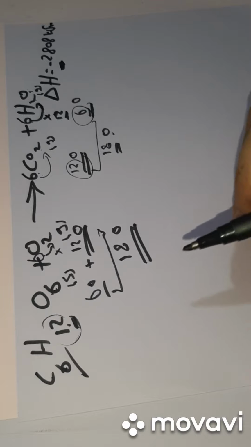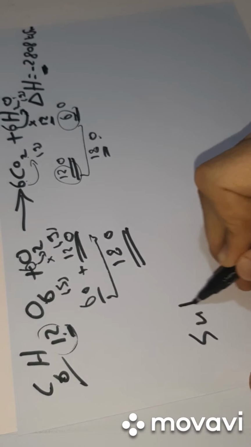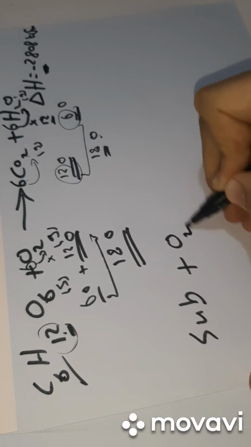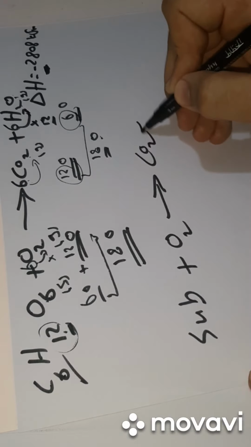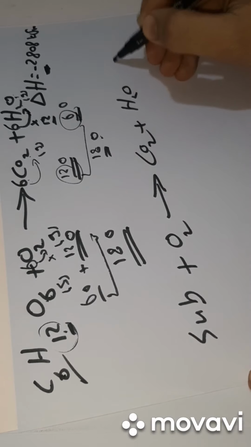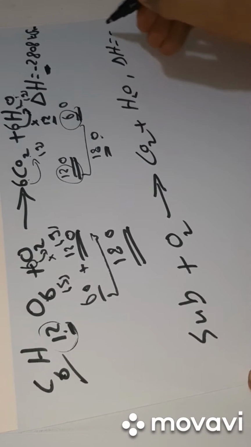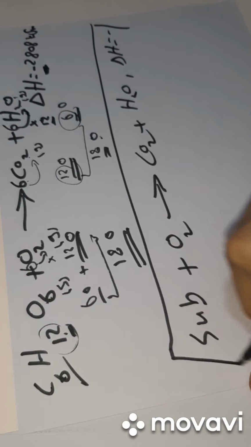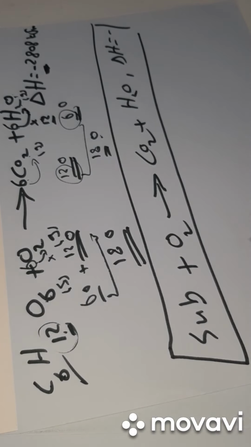Thermochemical equation. If you want to write it, you write the substance and add oxygen. It produces carbon dioxide and water vapor, and delta H will be negative. This is the general formula of any combustion equation.